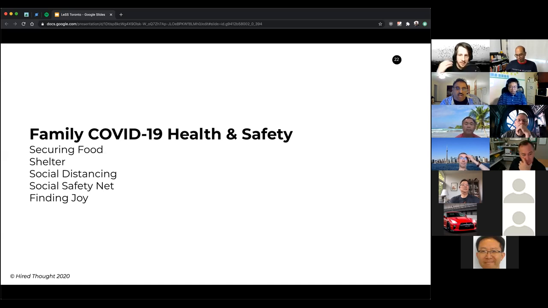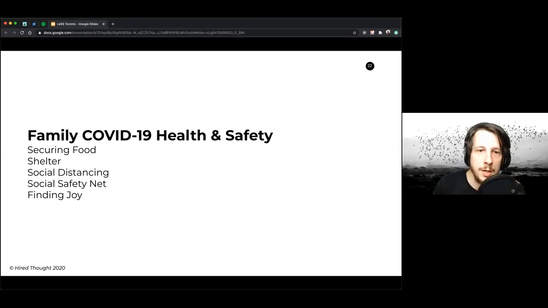So my family is the user here. And the parts of that system are things like securing food, making sure we maintain shelter, that we employ practices like social distancing, that we have a social safety net. So people that we can rely on outside of our home who maybe are part of our common bubble, from a safety standpoint. And also an interesting one here, finding joy. That's a really important part of our health and safety. So that's my list as an example. And again, the user is my family.